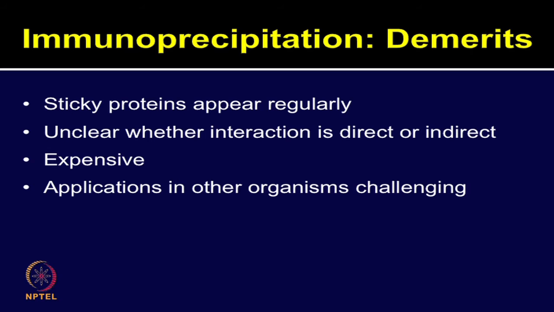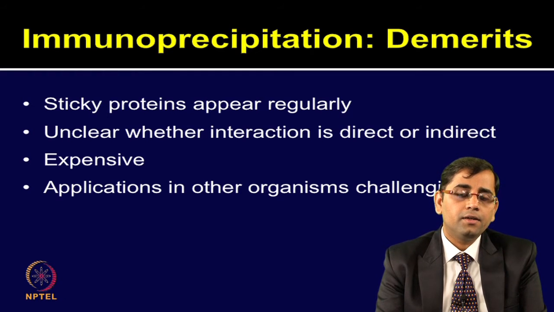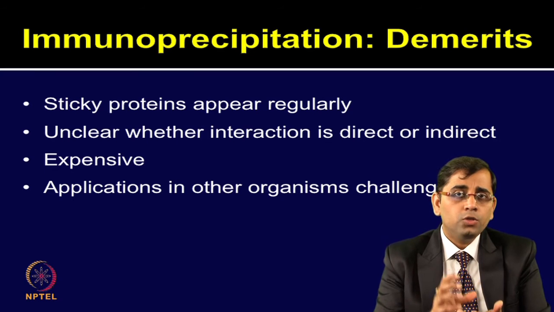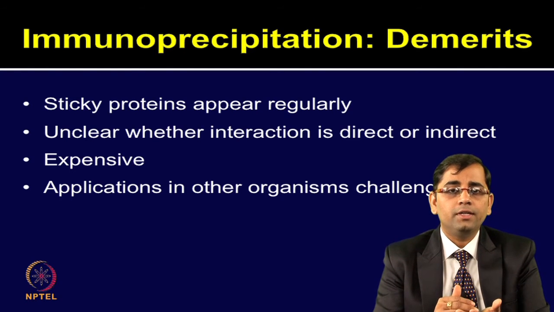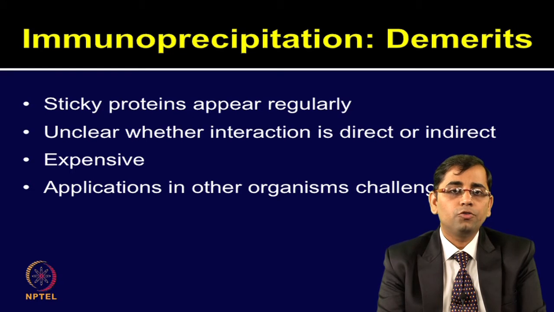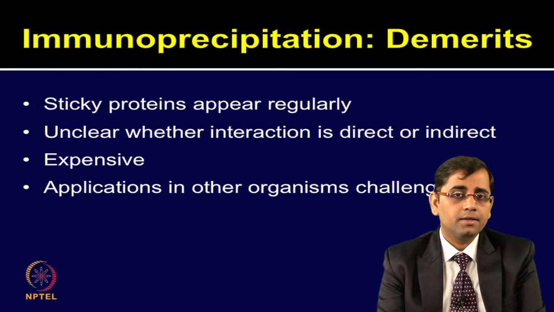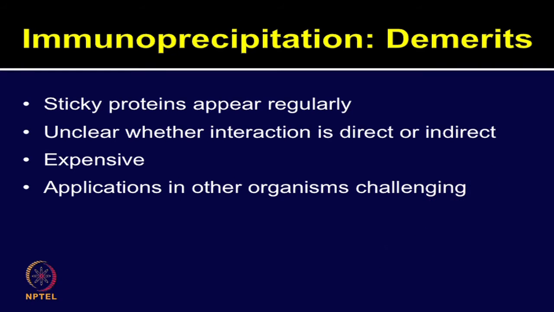It is unclear whether this interaction is direct or indirect because the proteins which are directly interacting will be bound, and along with those proteins, indirectly bound proteins may also be eluted. This method is also quite expensive because it needs a good equipment setup and different types of analytical and computational analysis. Applications in organisms other than yeast have been challenging, but now people have applied this method to different types of organisms.